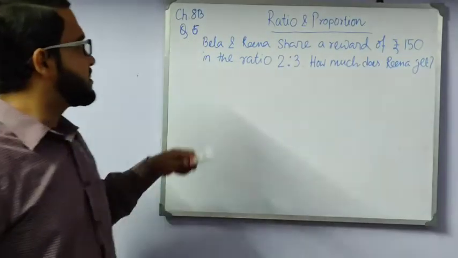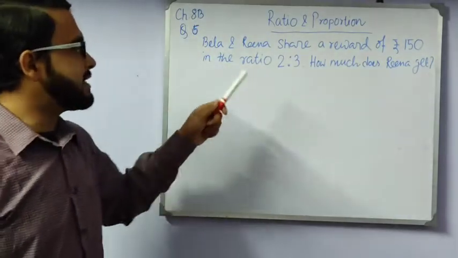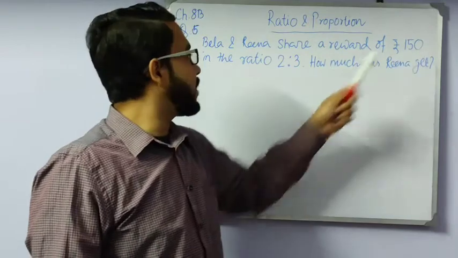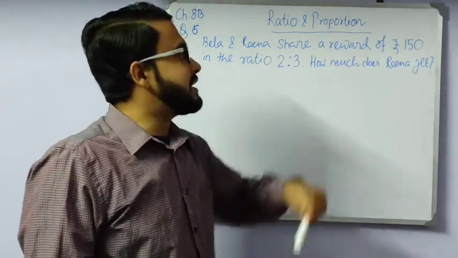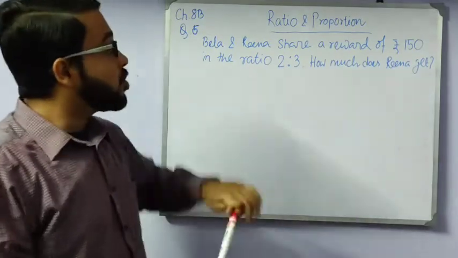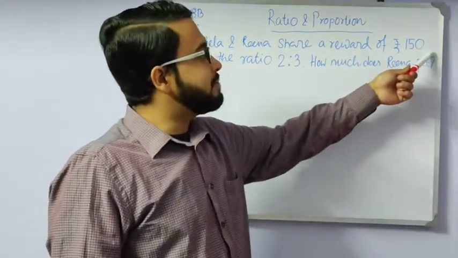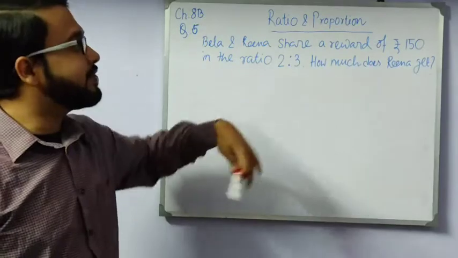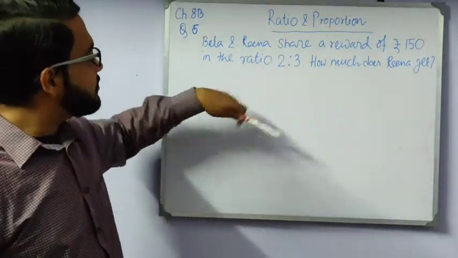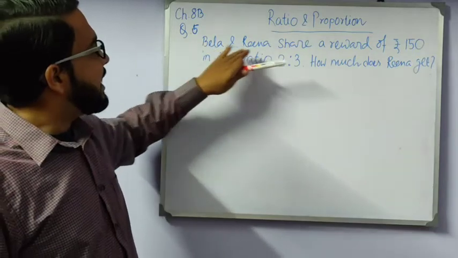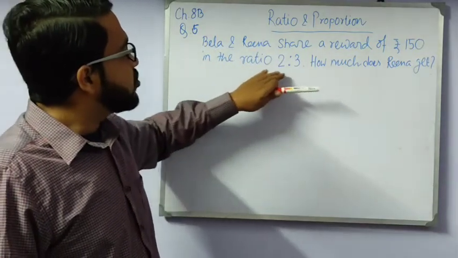Question number 6 from 8B. Bella and Reena share a reward of rupees 150 in the ratio 2:3. How much does Reena get? Look very carefully. Here the total amount of rupees 150 is given, and this 150 is distributed between Bella and Reena in the ratio 2:3.